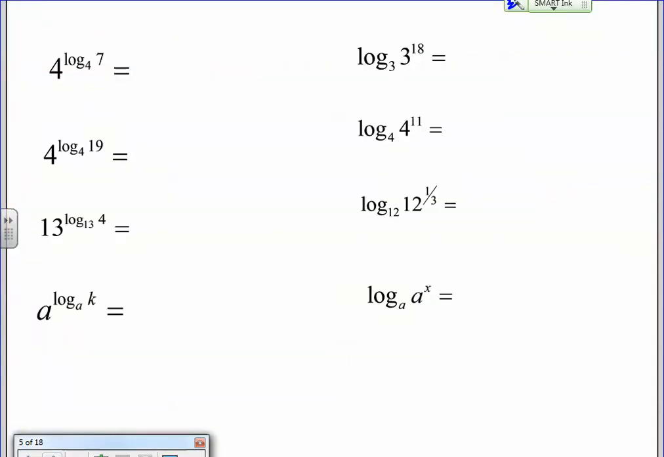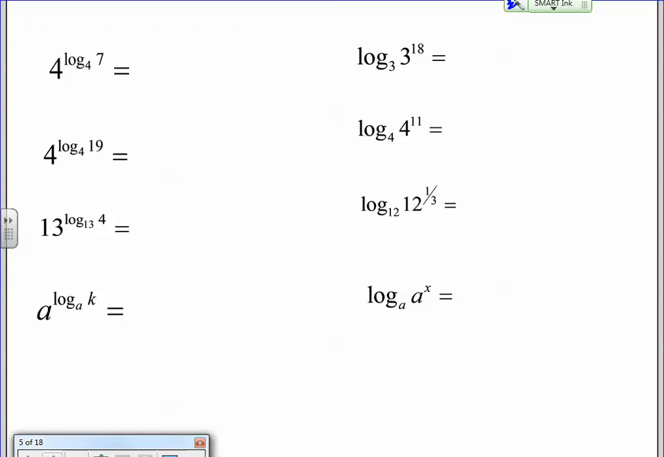Okay, so on the left side, you've got a base raised to a log power. So I want you to figure out what the answer is on those. And on the right side, you've got a log, and the argument is an exponential function there, something raised to a power. Okay, so pause the video. You should be able to whip through these in just a few seconds if you understand what I meant on the other video.